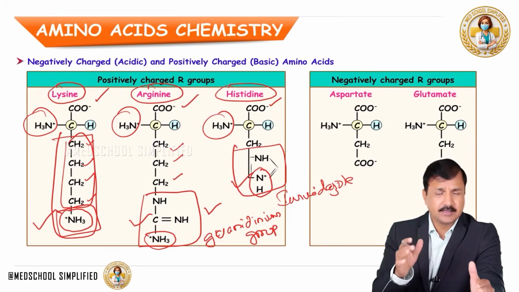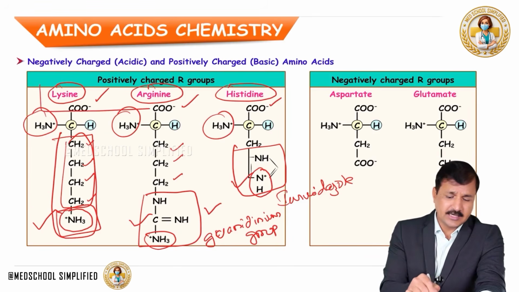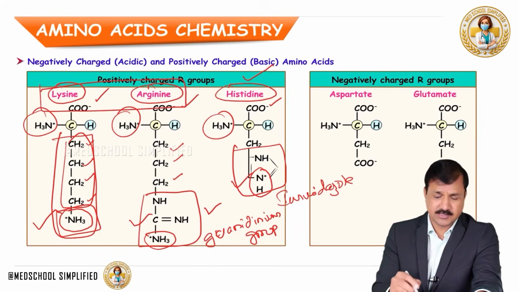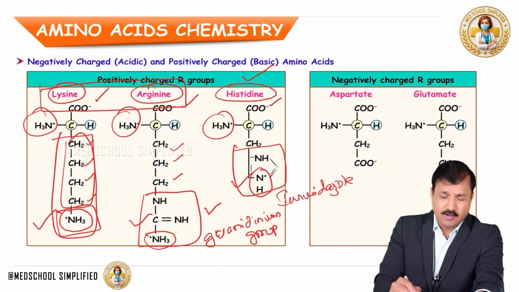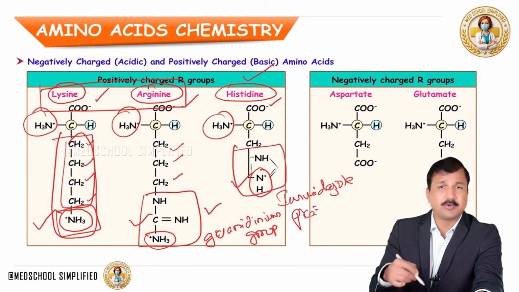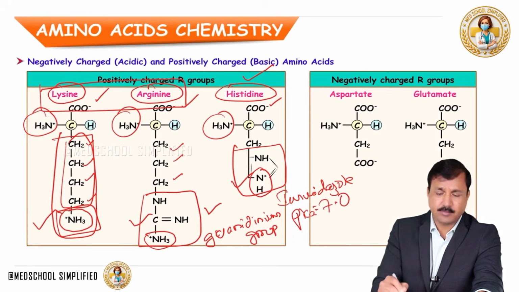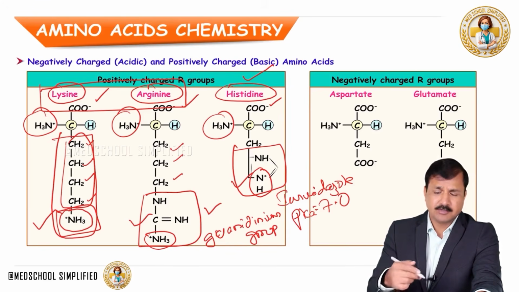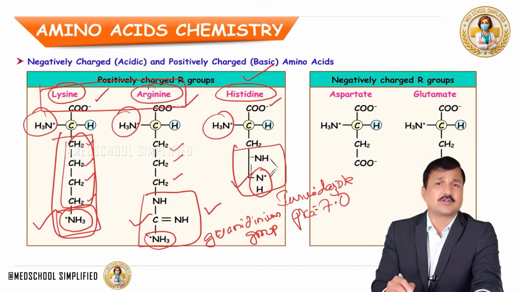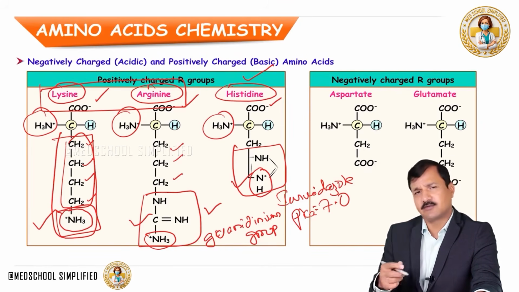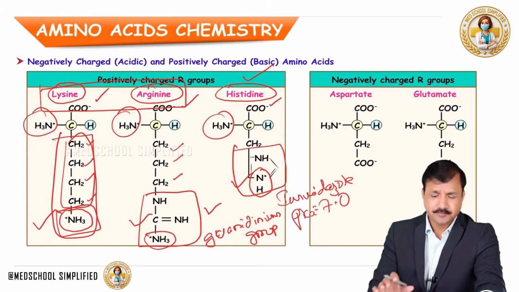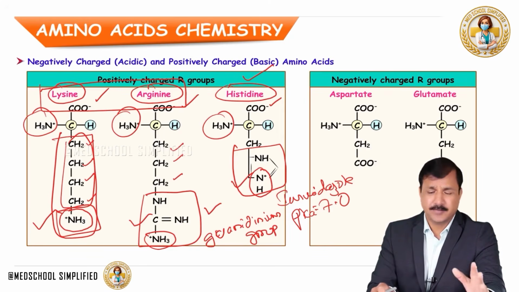When you compare the 3 amino acids with one another, lysine and arginine are strongly positive amino acids, whereas histidine is a weakly positive amino acid. That's because the pKa of the side chain of histidine, that is the imidazole group of histidine, whenever it is part of a polypeptide chain, becomes around 7.0, which is nearer to physiological pH 7.4. That means approximately 50% of this imidazole group will be protonated and approximately 50% will be deprotonated. So it exists as a weakly basic amino acid.